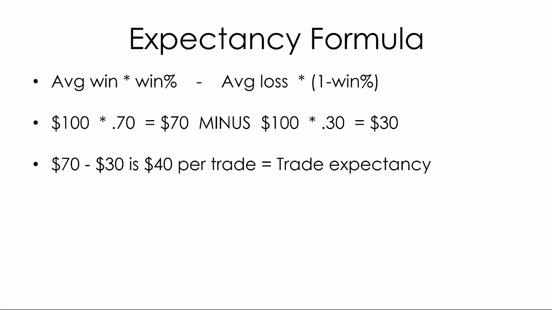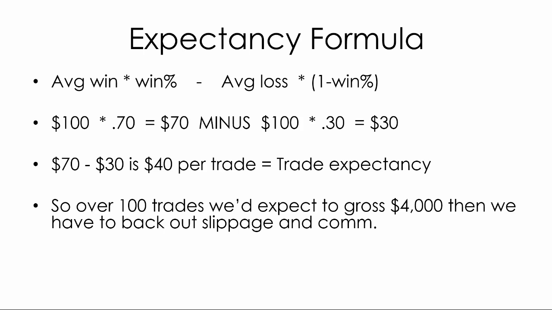So 70 minus the 30 gives me my trade expectancy, which is $40 per trade. What that means is over 100 trades, we'd expect to gross $4,000. Now that's of course before slippage and commission. So why is this important, gang? Honestly, why should you care? Because I'm telling you right now, if your current trading system has a negative expectancy, there's no amount of risk management, there's no trader psychology training that can help you. You flat out have a losing system.